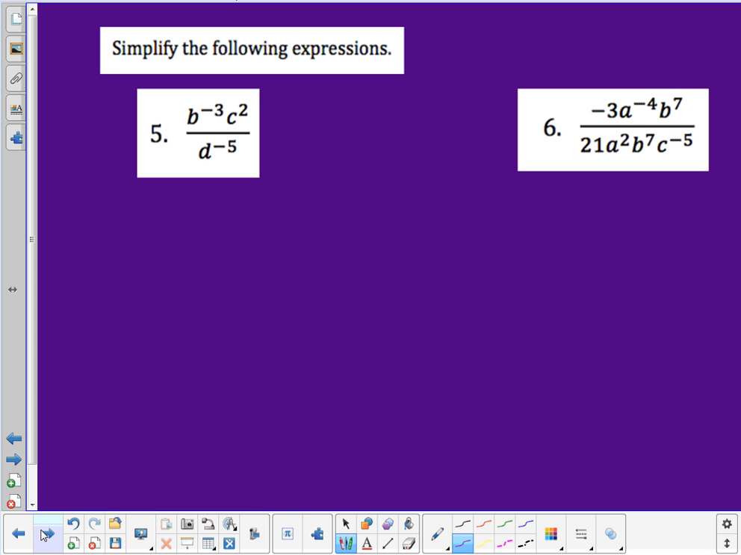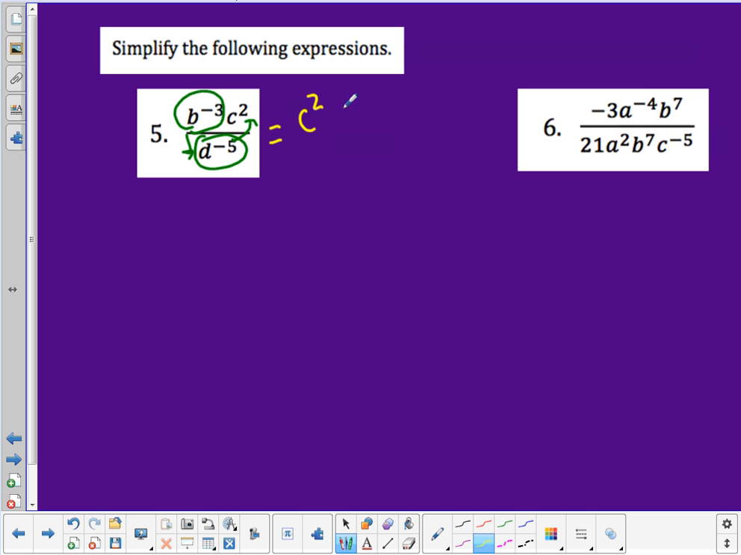All right, let's flip it over and look at the back. We're going to put a bunch of things together now. So number 5, the first thing my eye is drawn towards is the fact that I have this b to the negative third that needs to come down, and I have d to the negative fifth that needs to move up. So when I take care of those two things, I now will have c squared on the top, which stays there because it was already positive.